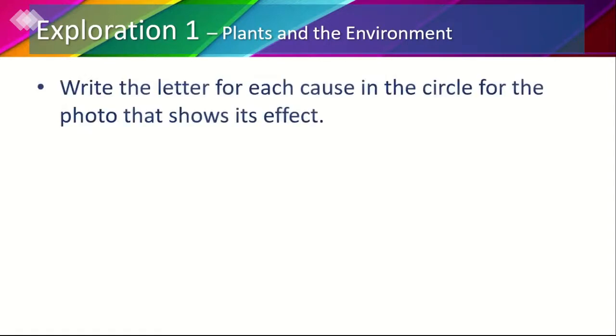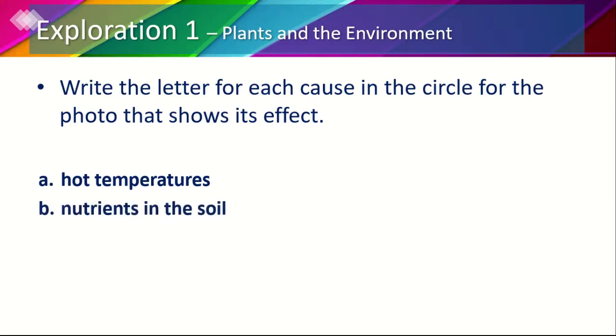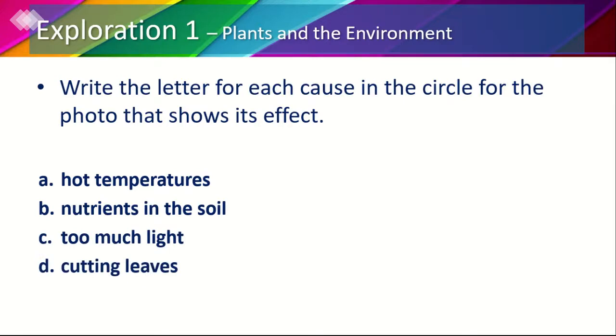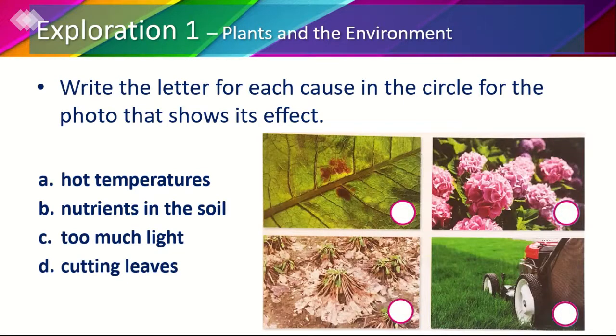Now we're going to match between some causes in the environment and what these causes can do to a plant. So we have the following: A. Hot temperatures, B. Nutrients in the soil, C. Too much light, and D. Cutting leaves. These are the 4 pictures that we have. Pause the video here and try to guess which letter goes to which picture.